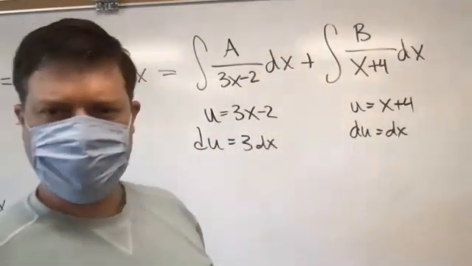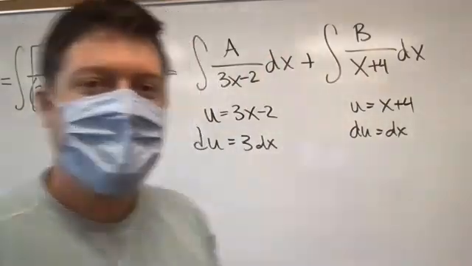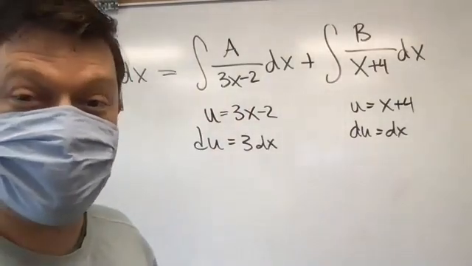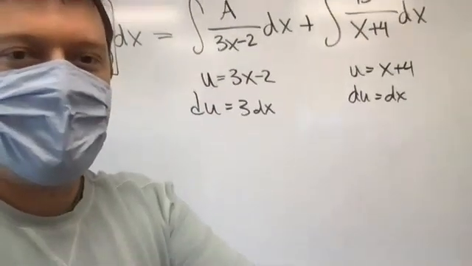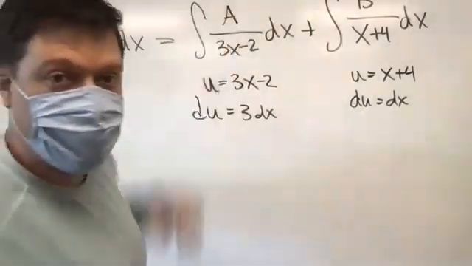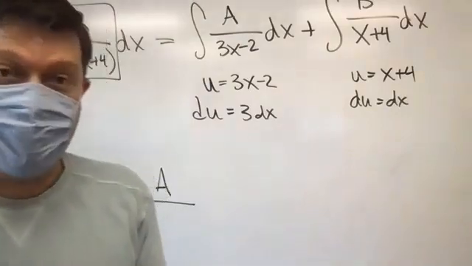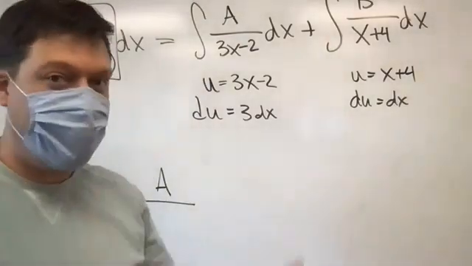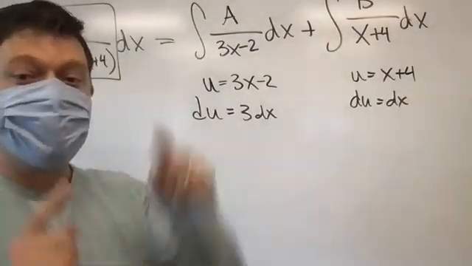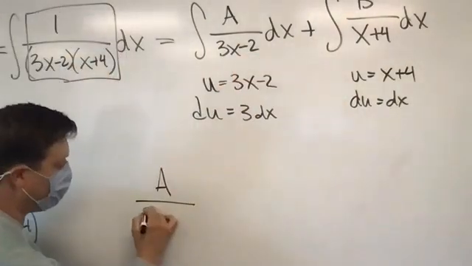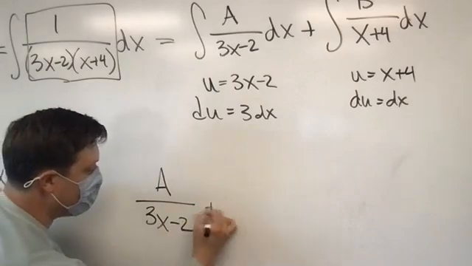What's A and B though? That's the problem. So let's do a little bit of work on the side, okay? Let's take the fact that A, we don't know what it is. It's a number, right? It's going to be a number like -1 or something. We're going to take the fact that A is a value and over 3x minus 2, we're going to add to it.